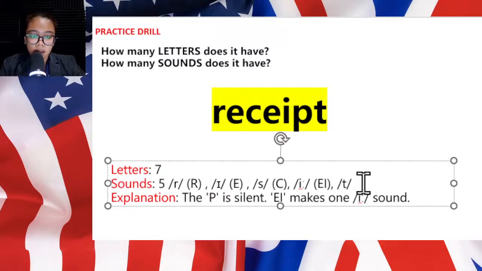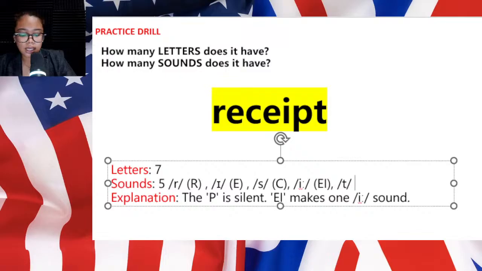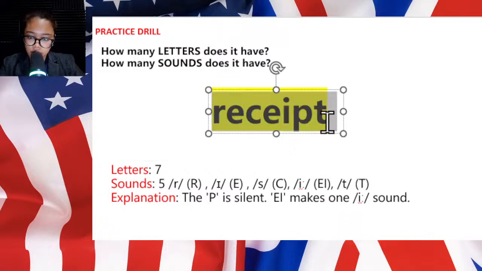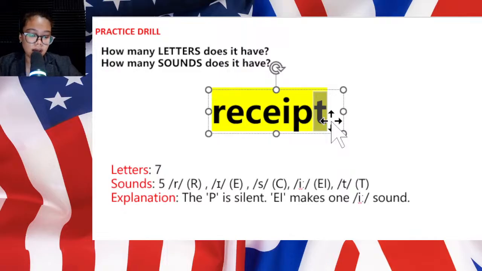Next and the last one, we have the T sound. Very direct, very simple. The T sound is from the letter T, the last letter of the word. So we pronounce this as t. When we combine these five sounds, we effectively have r, e, s, e, t: receipt.